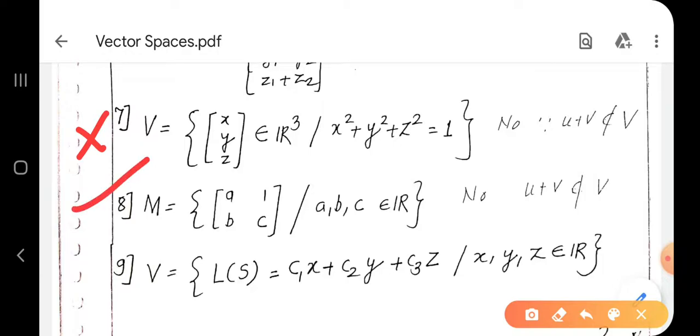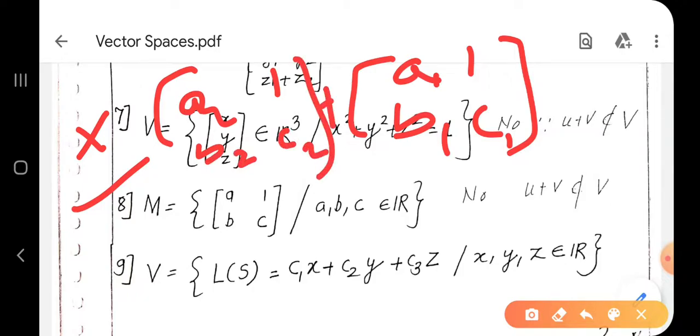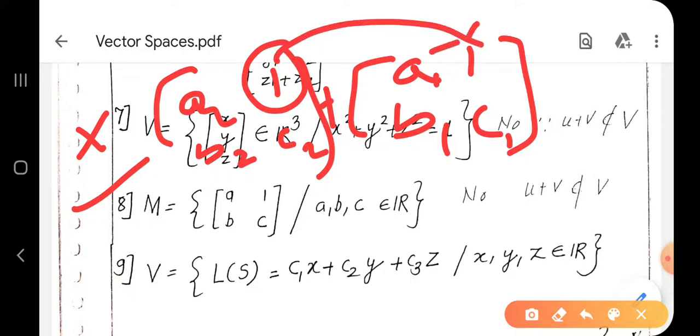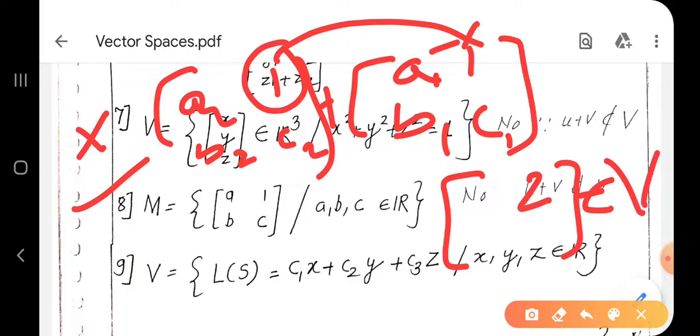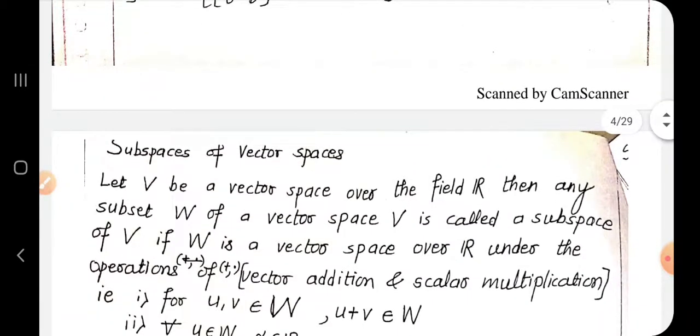Correct? Now try for this matrix, a1, b, c. Correct? And if I take another one, here a1, b1, c1 I take, here a2, b2, c2. If I add these two, then straight away instead of 1, 1 plus 1 I get 2. So here I get 2 in that position. So this does not belong to V because I want one position only. Understood? So this is also not a vector space. Now you try for the remaining examples, and if you have a difficulty then you can ask me. In our next lecture we will start subspace of a vector space.